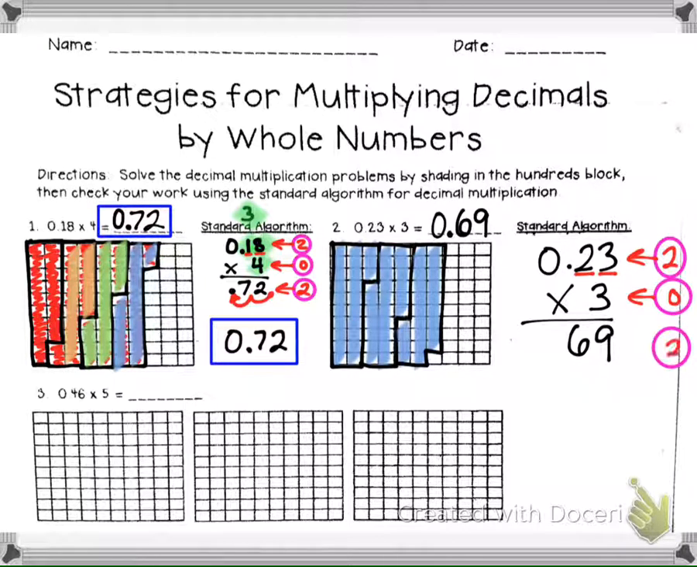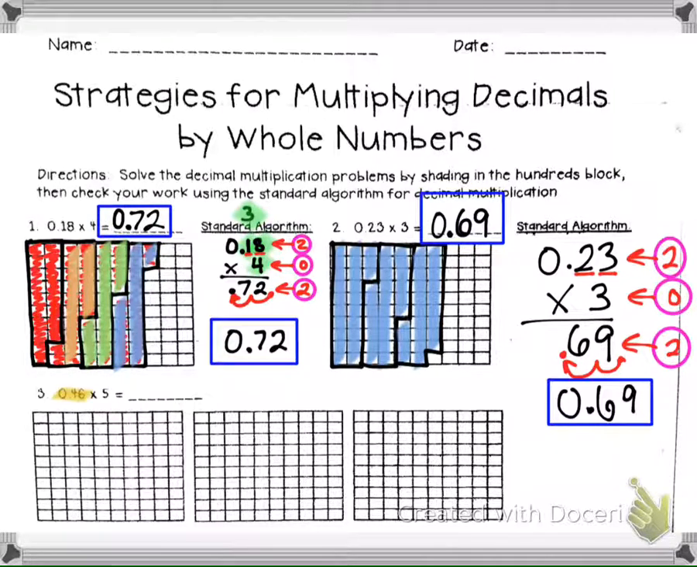And if I add 2 plus 0, I get 2. So that means that I have to move my decimal in my answer 2 times to the left. So if I do that, I'm going to end up with my decimal in front of the 6. And if I write it with correct math form, I put a 0 in the ones place, and that matches my answer for my model.